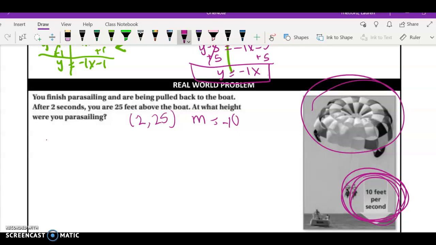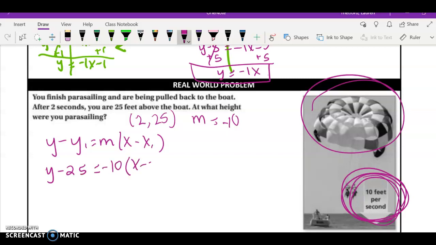So now I'm going to plug in to my equation for point slope form. So I have y minus my y1, which was 25, equals my slope, which is negative 10, times x minus 2. That was my x1. And then I want to know my initial height. So how high was I when we first started parasailing?